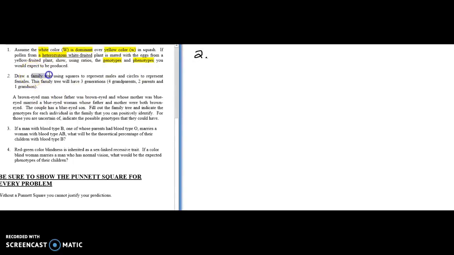And what does a family tree look like? Make sure you can set it up. This is asking about 3 generations. So you have 4 grandparents, 2 parents, and 1 grandchild. Happens to be a grandson.